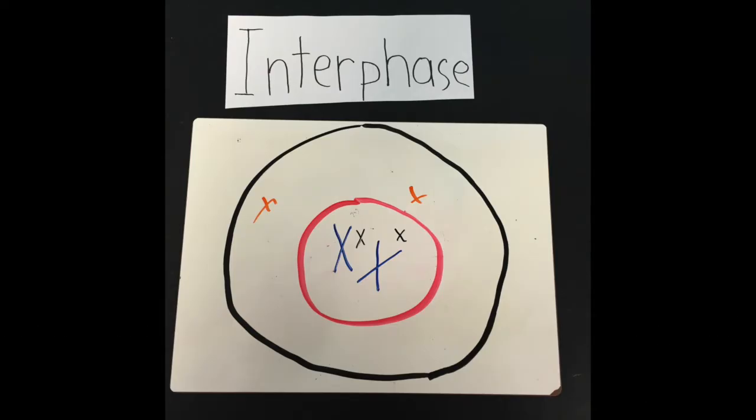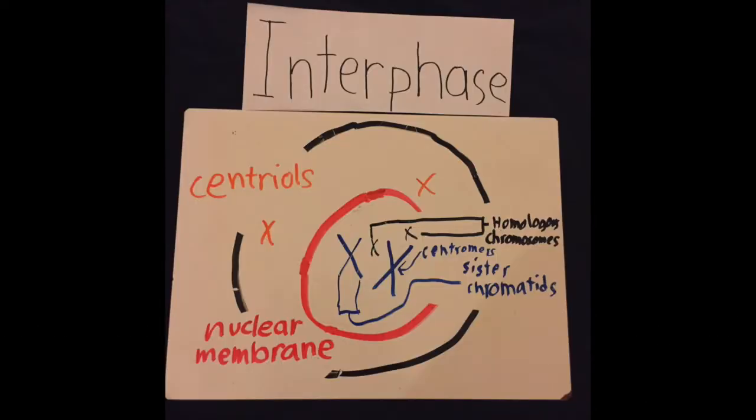Meiosis. Meiosis starts with interphase. During this time, there are centrioles and a nuclear membrane. The X-shaped chromosomes inside the nuclear membrane are color-coded and homologous to each other. Each chromosome has a pair of sister chromatids. The centromere is right in the middle of the chromosomes.